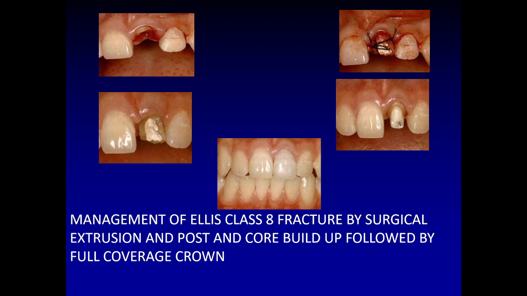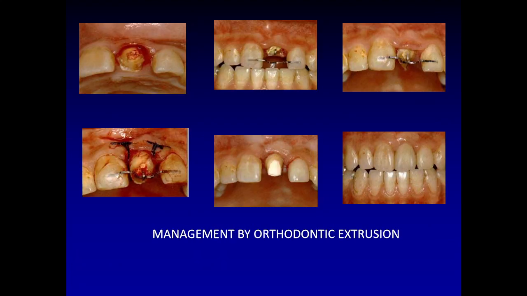If you can save the tooth, it's good and great. I will show you one of my cases in the primary tooth like this. But right now, let's just finish off with the permanent part of the classification.